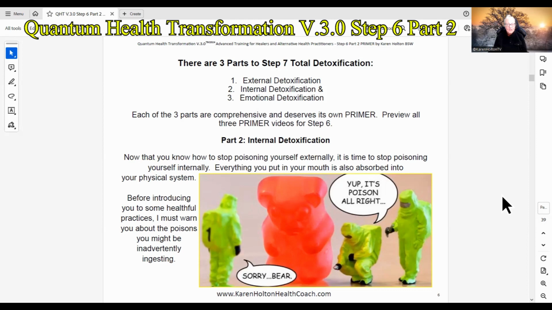Part 2, internal detoxification. Now that you know how to stop poisoning yourself externally, it is time to stop poisoning yourself internally. Everything you put in your mouth is also absorbed into your physical system. Before introducing you to some healthful practices, I must warn you about the poisons you may be inadvertently ingesting. There's a cute little image on the front here that shows a gummy bear and 3 guys in hazmat suits. One guy is saying, "Yep, it's poison, all right." And the other guy is saying, "Sorry, bear."